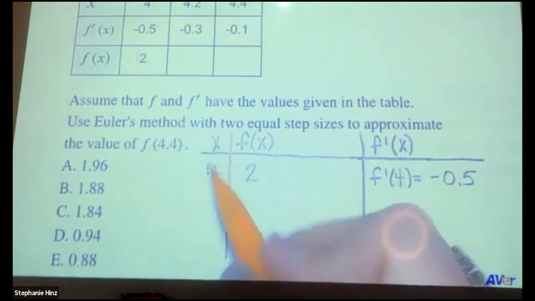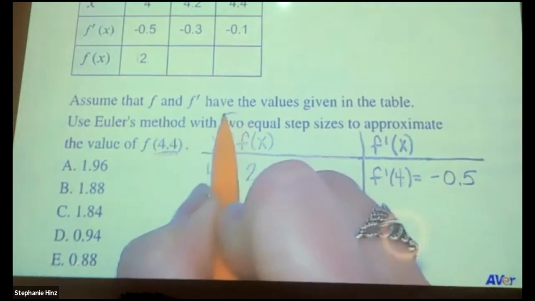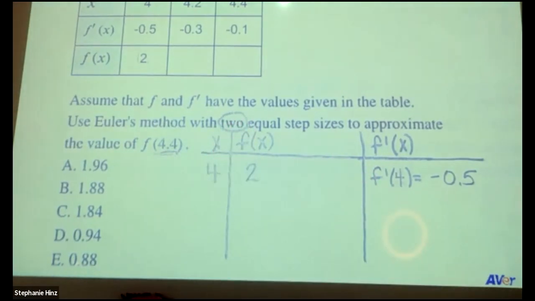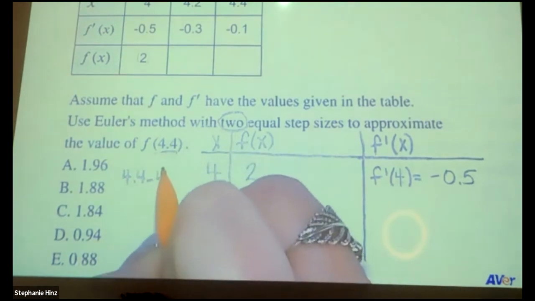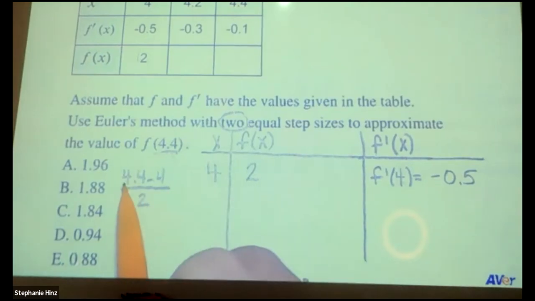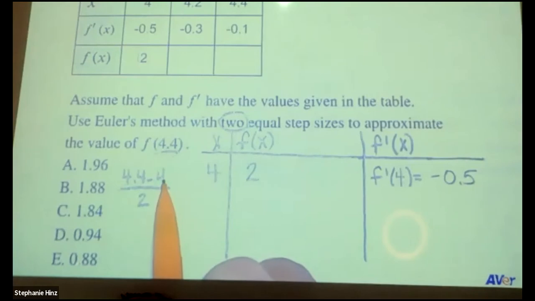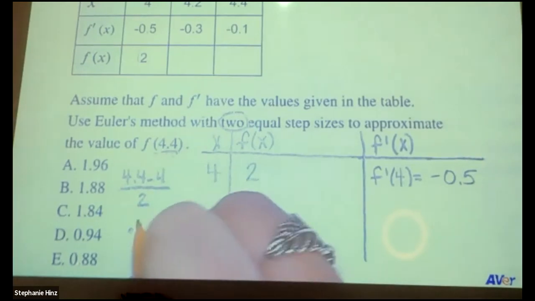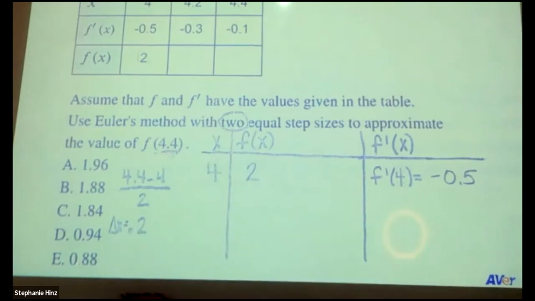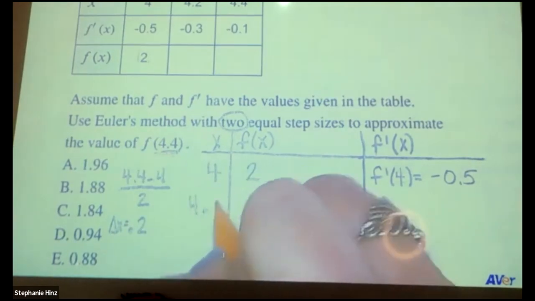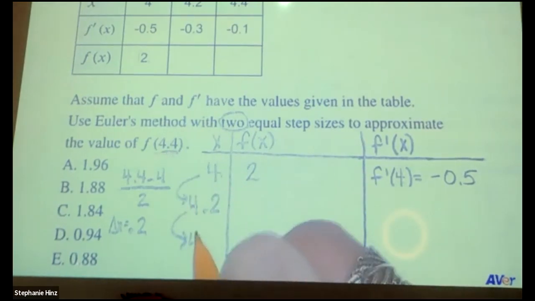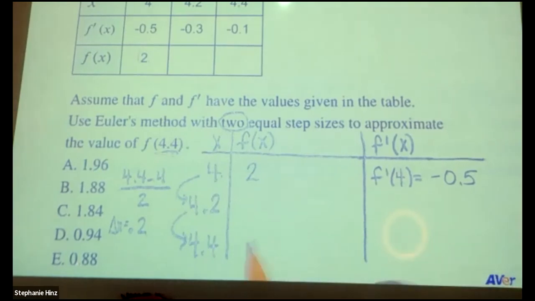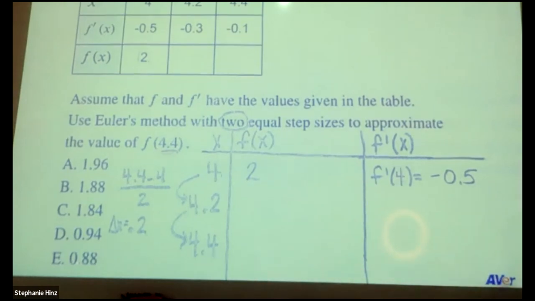So now I got to figure out where I'm going. I'm going to 4.4, and I want 2 equal steps. So 4.4 is my ending point. My starting point was 4, and I want 2 equal steps. This is 4.4 minus 4, so that's 0.4 divided by 2, which is 0.2. So this is my delta x. So that means I'm going to add 0.2 to 4, and then I'm going to do it again. And when I get to this point right here, I'm going to stop. I'm looking for whatever I find right here.